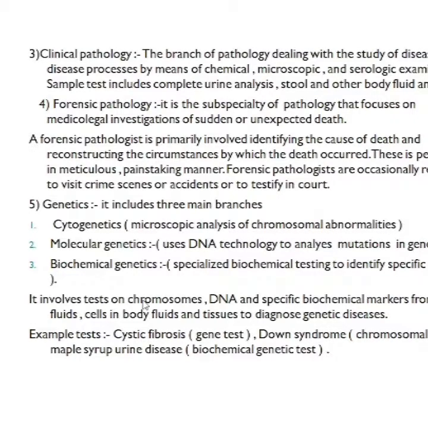It involves tests on chromosomes, DNA and specific biochemical markers from body fluids, cells in body fluids and tissues to diagnose genetic diseases. For example, the cystic fibrosis gene test, the Down syndrome chromosomal test, and the maple syrup urine disease biochemical genetic test. This is about genetics.